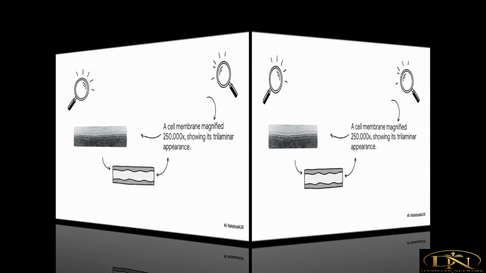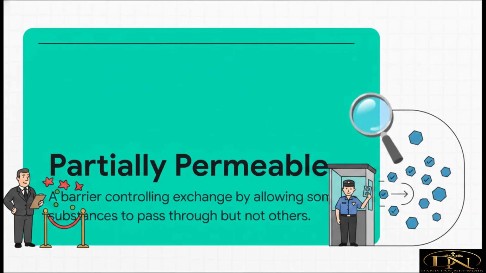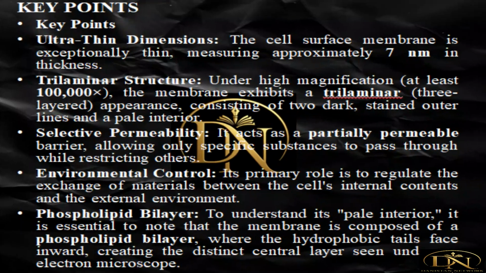But if you magnify it a lot, over 100,000 times, you can see it actually has this really distinct 3-layered structure. See that? 2 dark lines kind of sandwiching a pale interior. It's what scientists call a trilaminar appearance. So this is absolutely crucial. The membrane is partially permeable. Think of it like a selective gatekeeper, or maybe a bouncer that controls literally everything going in and out of the cell. It's got to be picky to keep things stable inside.